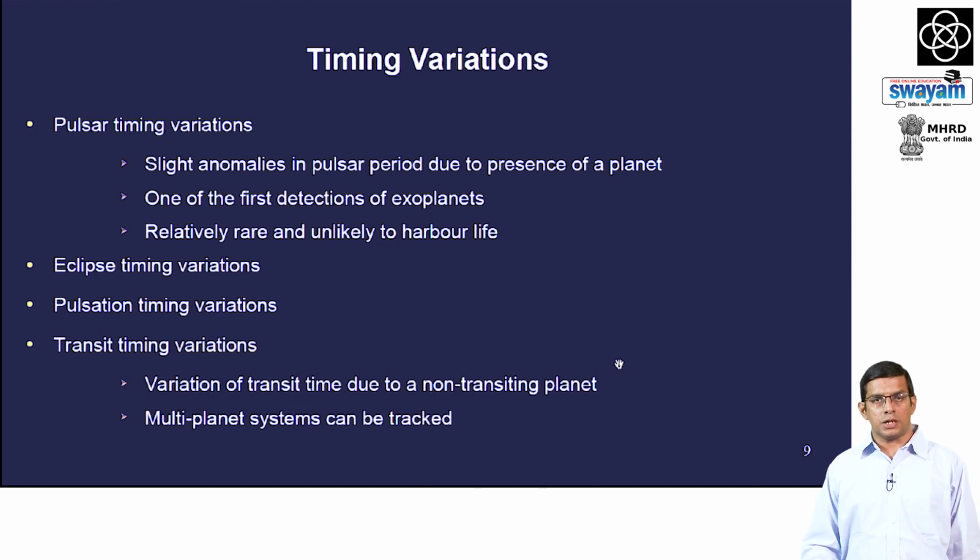What we are talking about here is the variation of this transit time due to another planet which is actually not seen in the transit, which is a non-transiting planet. And using this method, multi-planet systems can be tracked by looking at one transit and the variations in that transit to detect other non-transiting planets.